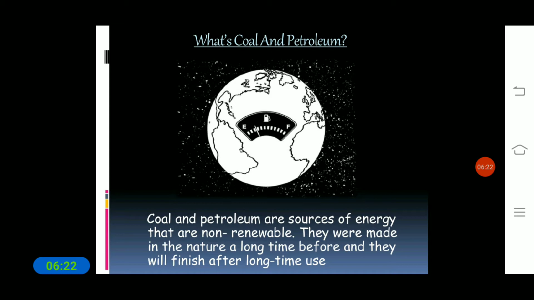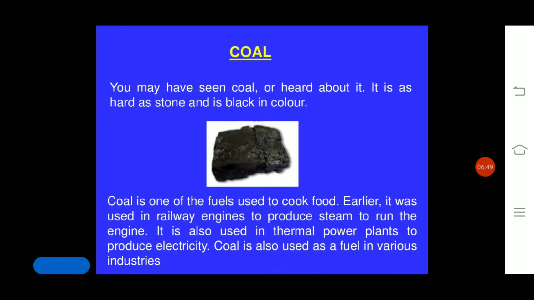Okay, so these are resources that are made in nature a long time ago, and they will be finished after a long time of usage. These are the non-renewable resources, and they are made in nature a long time before, and they can be finished after a long time of use.